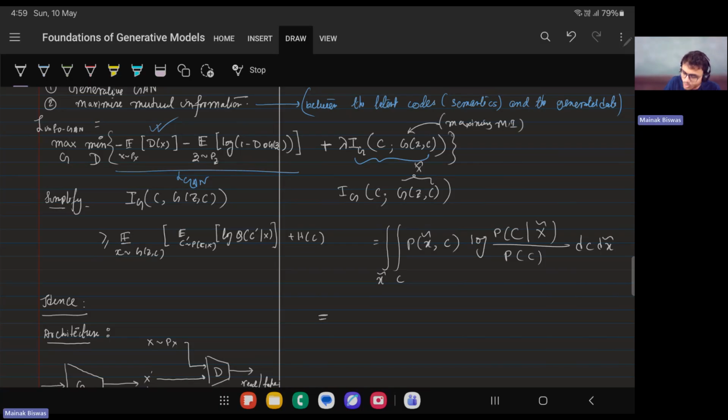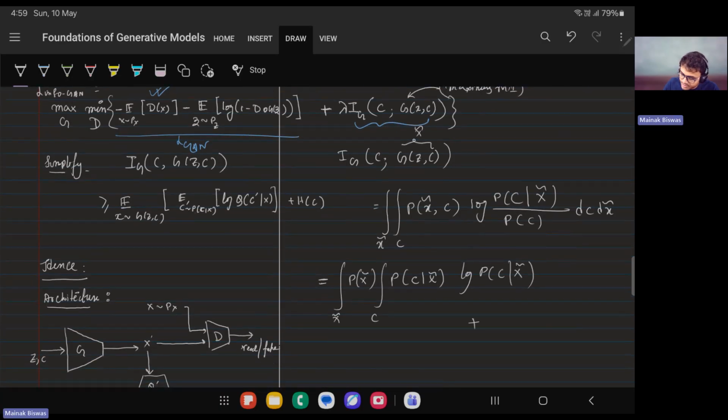Be careful with the signs when you do that. I'm maximizing the mutual information over the generator. Okay, so let's do the math. p(C given x tilde), this is x tilde, this is C, log of p(x tilde, C given x tilde), plus, rather minus, p(C), marginalizing x tilde out, log p(C). I'm just putting the denominator over here, dC dx.